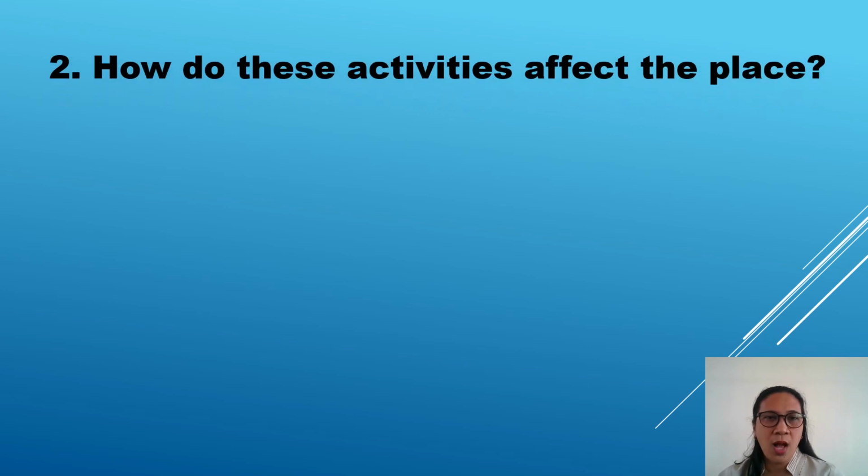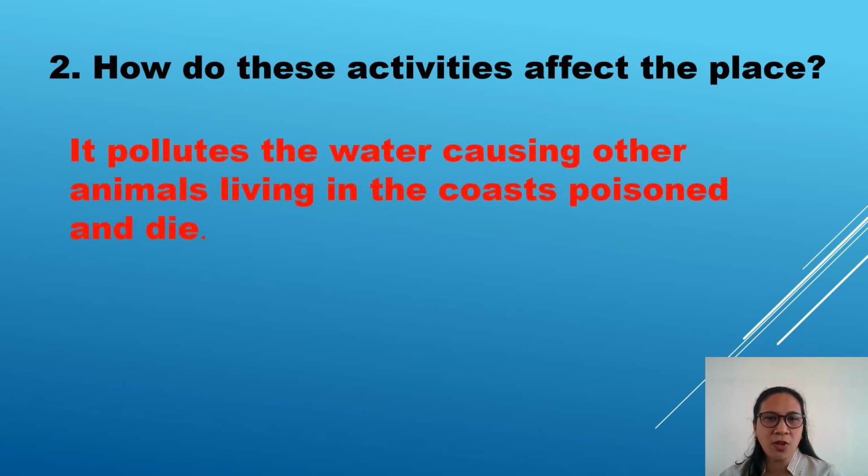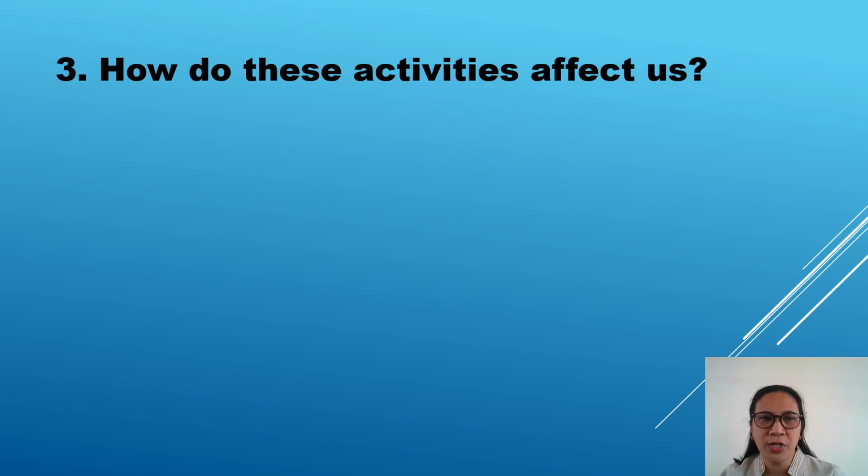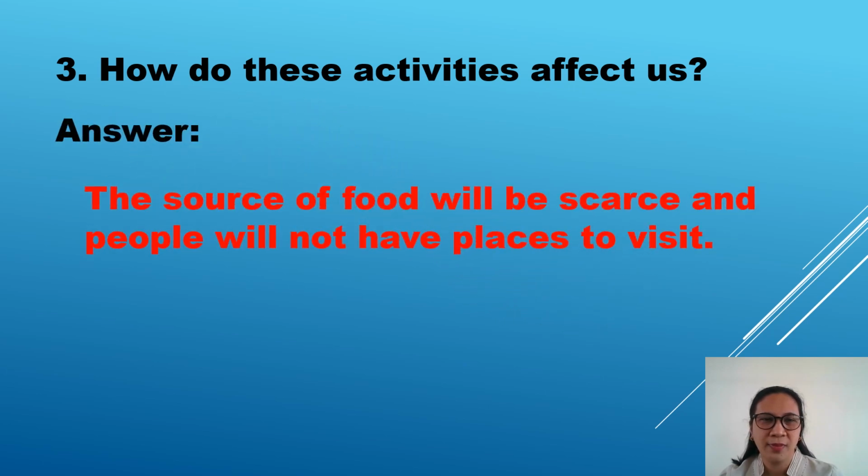Question number 2. How do these activities affect the place? It pollutes the water, causing other animals living in the coast poisoned and die. Mangrove trees may die if this keeps on throwing garbage. Question number 3. How do these activities affect us? Answer. The source of food will be scarce and people will not have places to visit. Houses nearby might be destroyed in case of tidal waves, and other food sources will not be available.